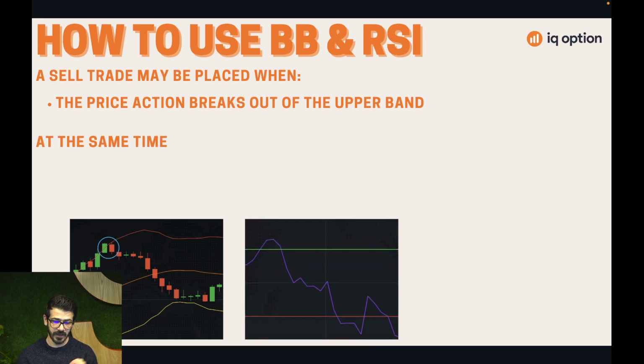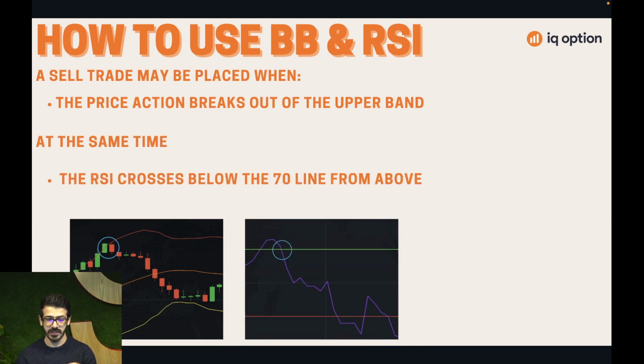At the same time, the RSI is moving from above the 70 line. It's moving from above the overbought level and going back inside it. So it's a very similar signal. Both of them were already above the top level and going back inside. And now this is how we understand we open a trade to sell.